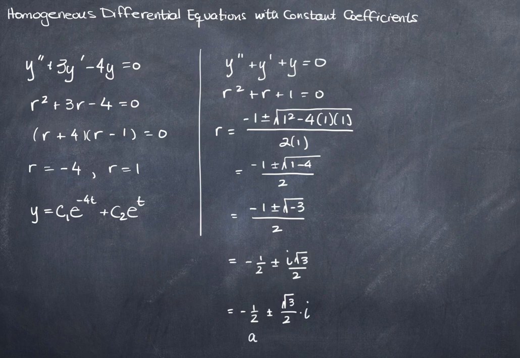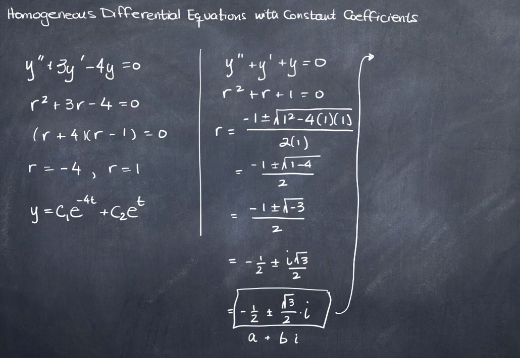So there's my a and there's my b. a plus bi looks like that. This is a complex number. It's actually two complex numbers, a plus and a minus. This is one of the reasons we say complex conjugates come in pairs, because there's always a plus and a minus version.